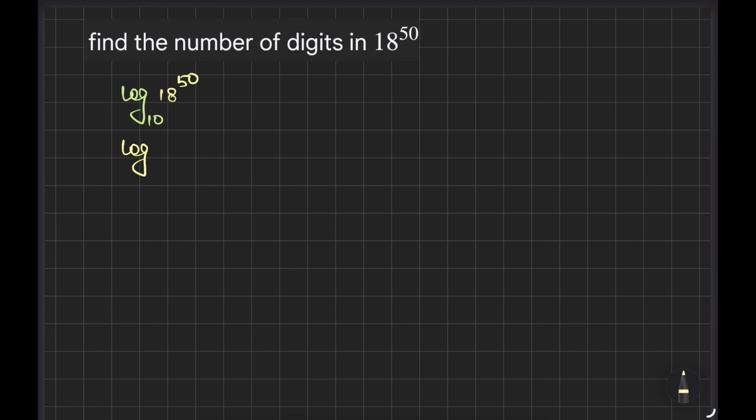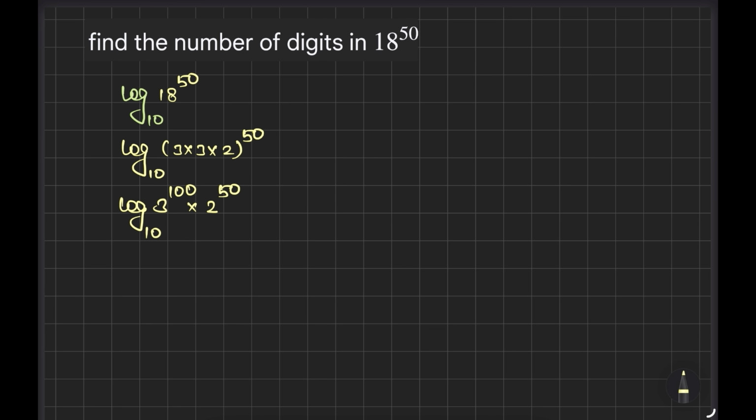So can I write down 18 as 3, 9 twos are 18, 3, 3 and 2 power 50. Now can I write down 3 square? So can I write down 3 power 100 into 2 power 50 base 10.